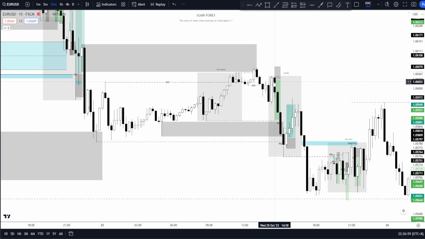So I was expecting to have a pullback. So as we can see here, we have a pullback happen, and then I took the trade at this FVG around this area.